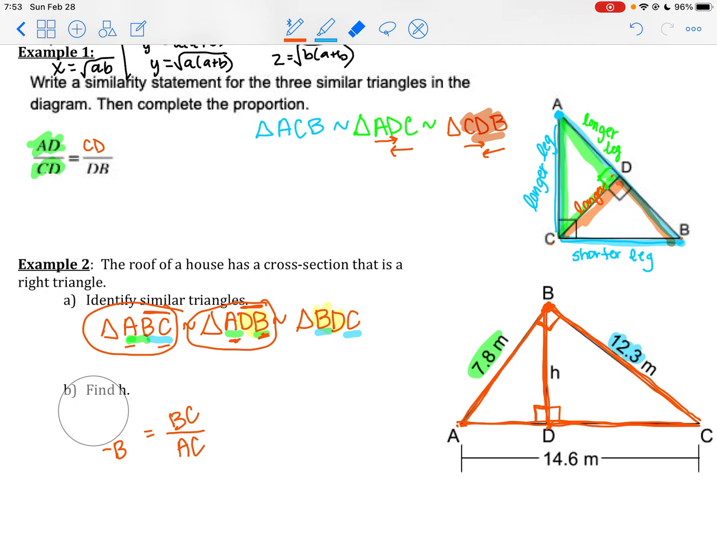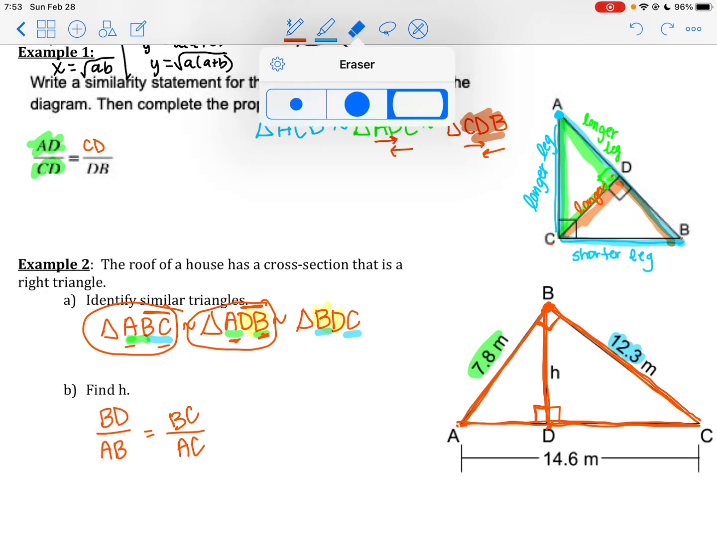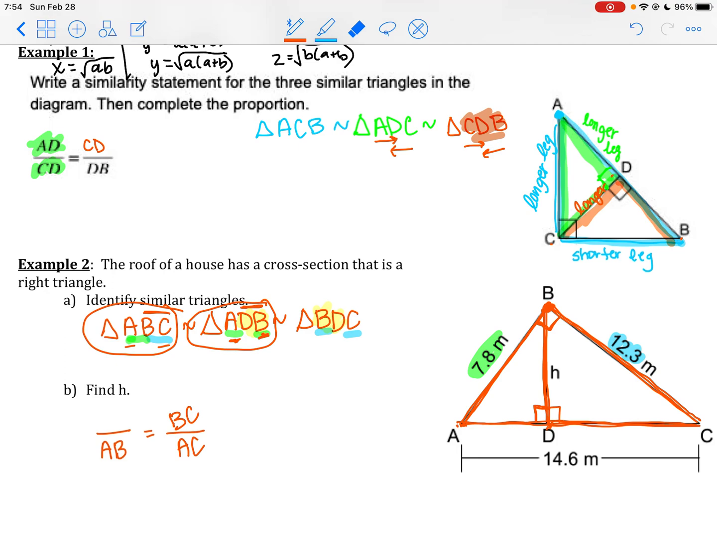So the length of BD is represented by this variable H. I'm going to plug that in. Then the length of AB is 7.8 meters. The length of BC is 12.3. And the length of AC is 14.6. So since I set these ratios up in this way, now I can solve.